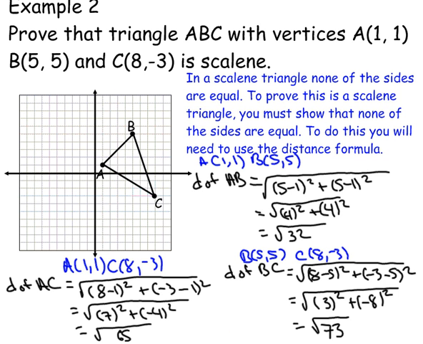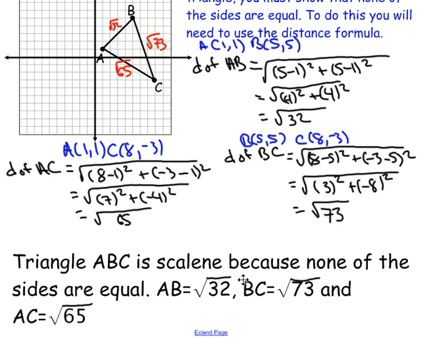All right, so I went ahead and found the lengths of each of the sides, or the distances of each of the sides. AB came out to radical 32. And by the way, feel free to leave these in radical form. You don't even have to simplify them to tell that they're not equal. BC came out to radical 73, and AC came out to radical 65. Let me rewrite that. So what could we deduce? We could say triangle ABC is scalene because none of the sides are equal. AB is equal to radical 32, BC is equal to radical 73, and AC is equal to radical 65. So that proves it, that settles it, that it's definitely a scalene triangle since none of the sides are equal.